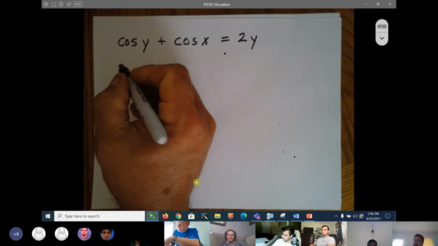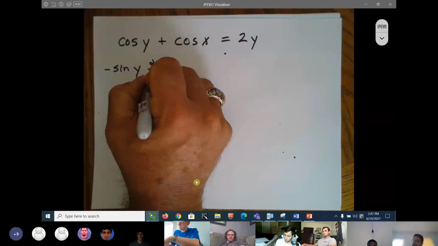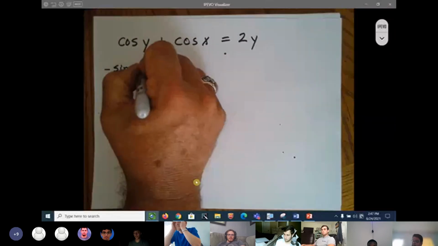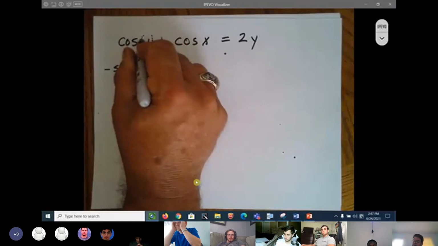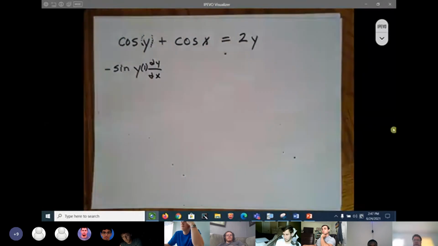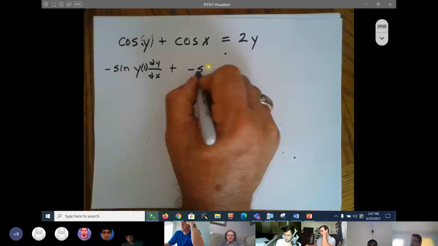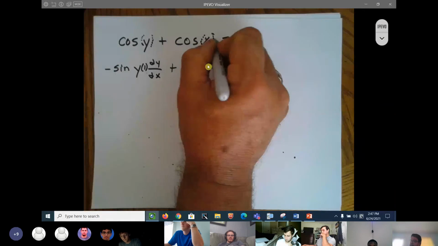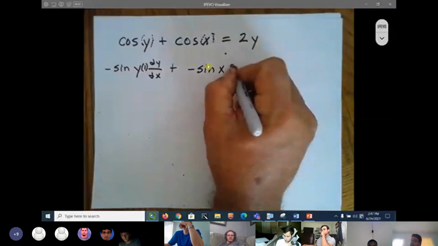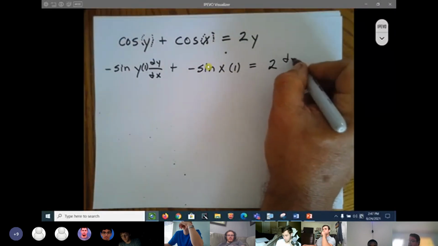So the derivative of the cosine is the negative sine, dy dx. Oh, forgot my 1, because the derivative of y is 1. Derivative of cosine, both of these are cosine. Yep, both of them are cosine. I'm just making sure. Usually they're not both the same thing. Plus negative sine of x times 1 equals 2 dy dx.